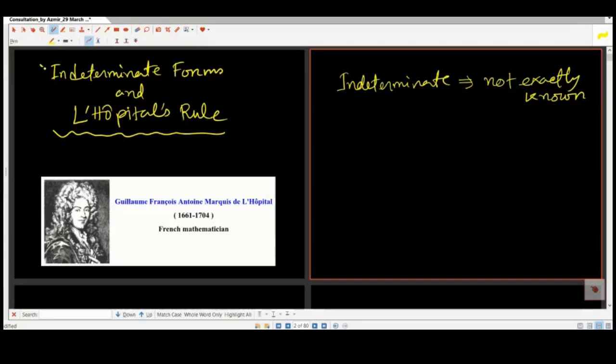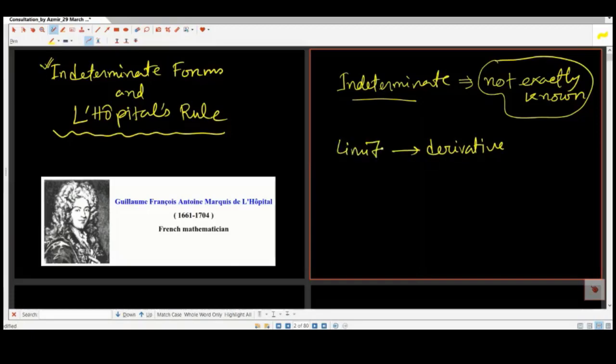So here we can see that there is a word, indeterminate. So what does it mean? Indeterminate means something which is not exactly known. We have seen that whenever we are trying to find the derivatives of any function, the notion of limits is useful. In fact, in the definition of derivative, the concept of limit is there. But now we will see how derivatives can be applied to evaluate the limits of any function.